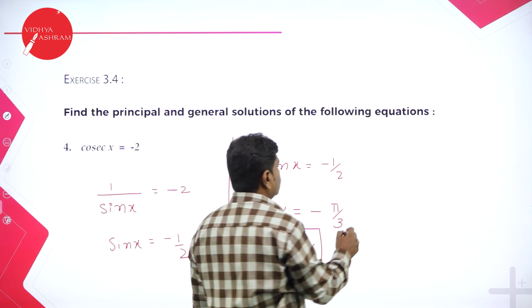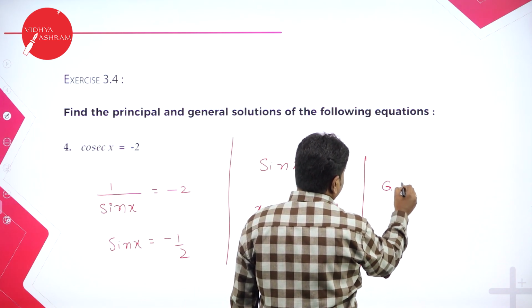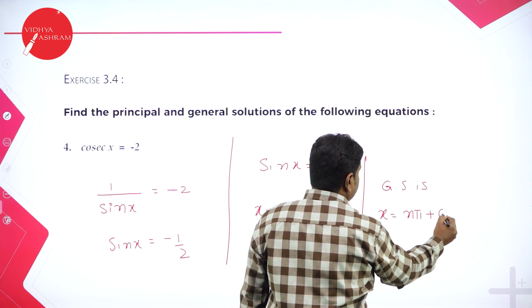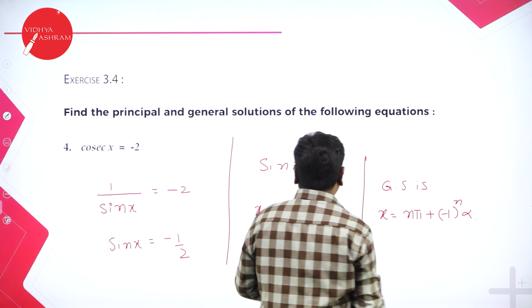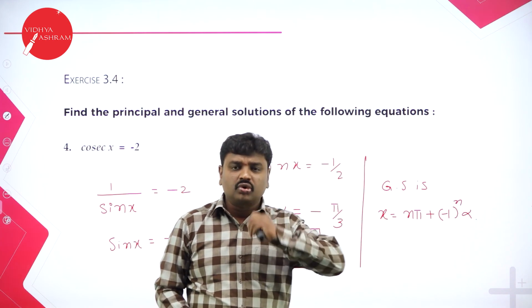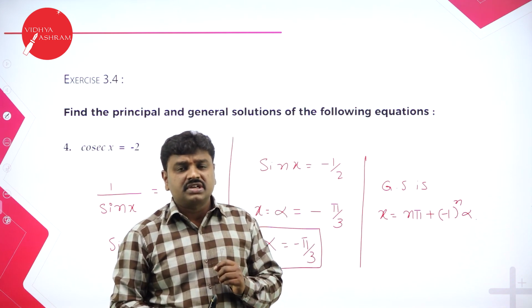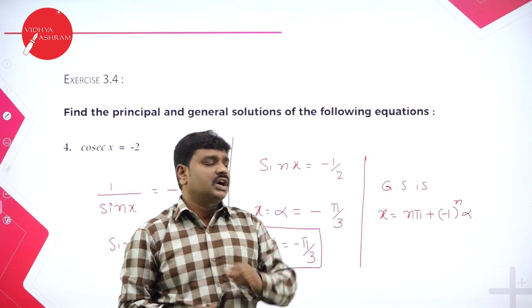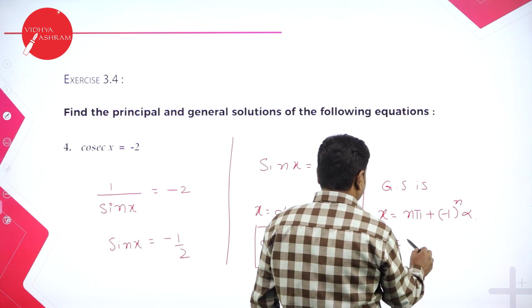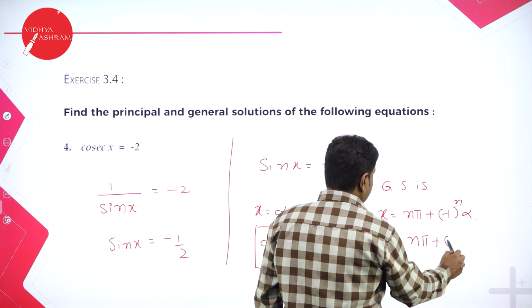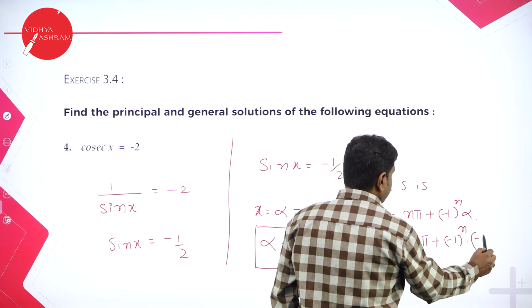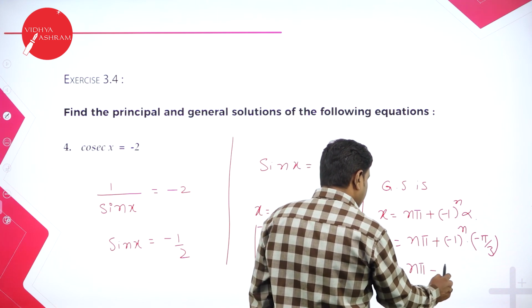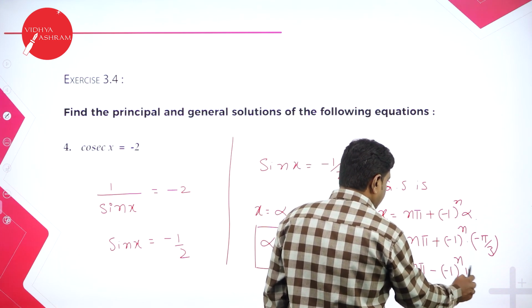Now what you should do? Now write GS. What is the general solution? GS is x is equal to n pi plus minus 1 whole power n alpha. All of you know the question is in the form sin x is equal to constant. For sin x is equal to constant, the general solution is x is equal to n pi plus minus 1 whole power n alpha. So now that is n pi plus minus 1 whole power n into minus pi by 3. So you know plus into minus becomes minus, so I can write n pi minus minus 1 whole power n into pi by 3.